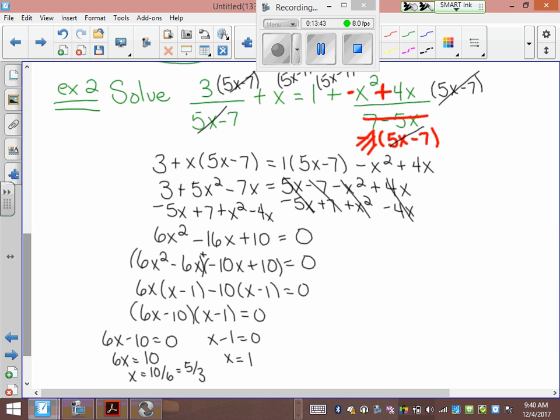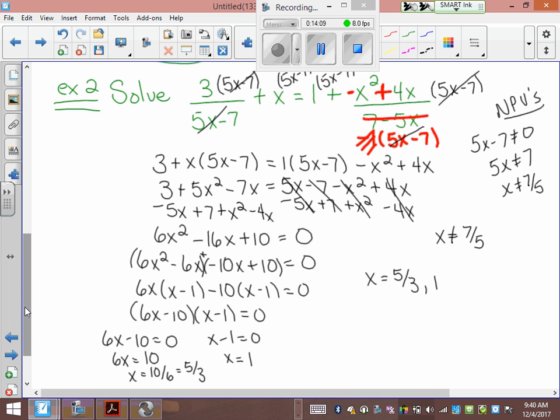what do we have to remember to do at the end? Check it. So we have x equals 5/3 and 1, and we know x can't equal 7 over 5 because 5x minus 7 can't equal 0, 5x can't equal 7, x can't equal 7 over 5. You just solve for it. So these are good.